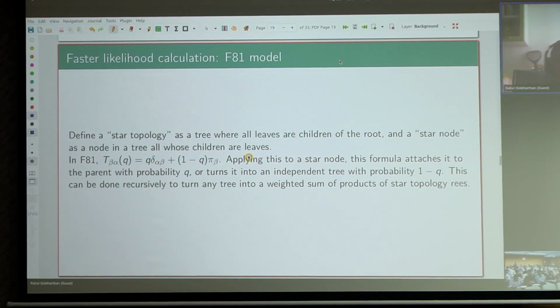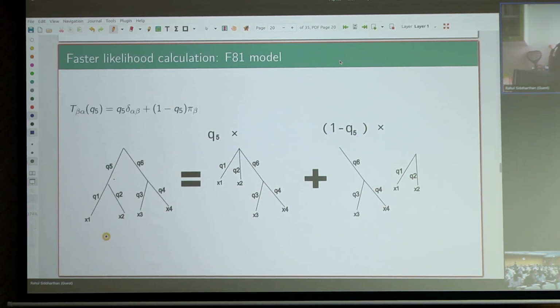So suppose you define a star node as a node like this, where all the children are leaves. So let's take this node, for example. You consider this node and you apply this formula to this node. So this came from here. With the probability Q5, it has not mutated. So you could write it as Q5 times this tree, where these two leaves are now attached to the root. And with the probability 1 minus Q5, it has renormalized to this pi value.